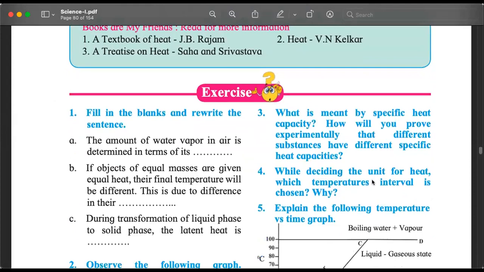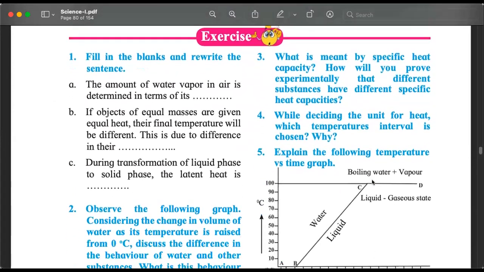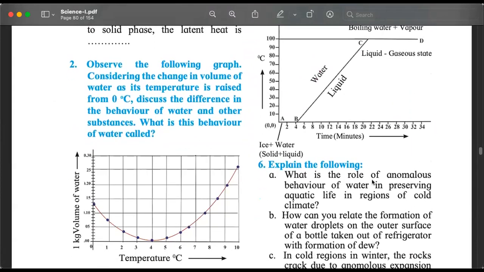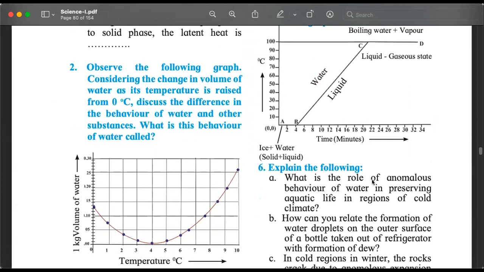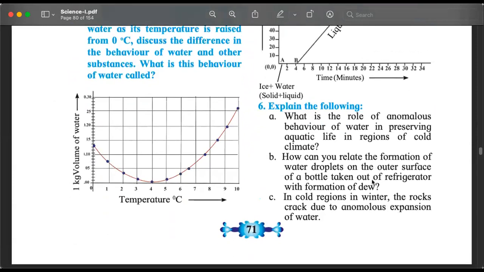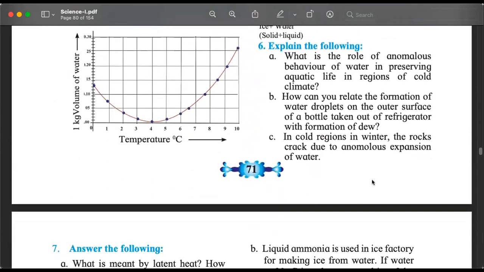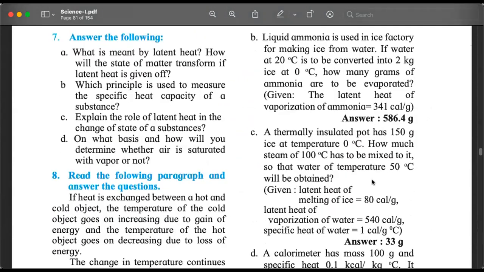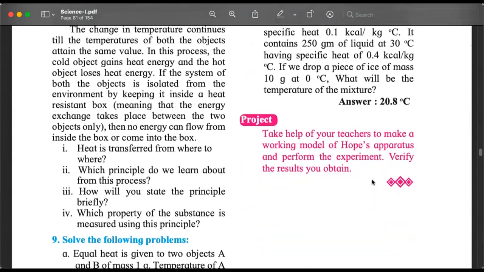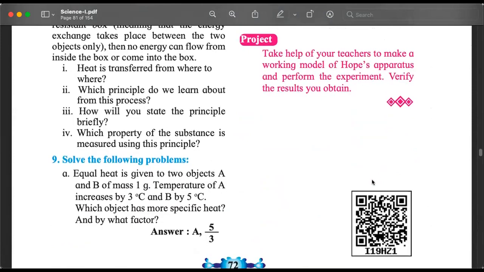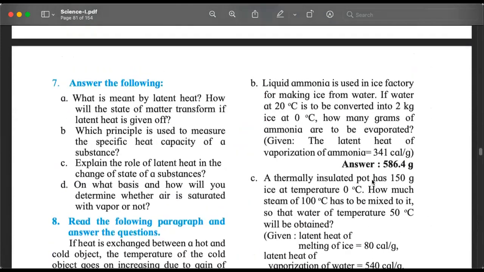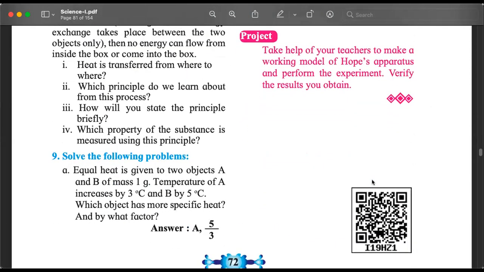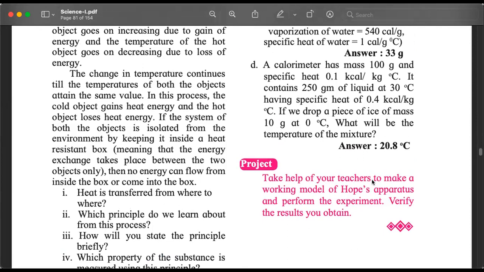Then there is the exercise. And if you pay attention, the two graphs that are in the chapter are also there in the exercise. There are three graphs in the chapter. Two of them are there in the exercise. And as usual in science one, the last question in the exercise is dedicated to numerical questions. So 9 A, B, C, D, there are four mathematical questions. This is the chapter.